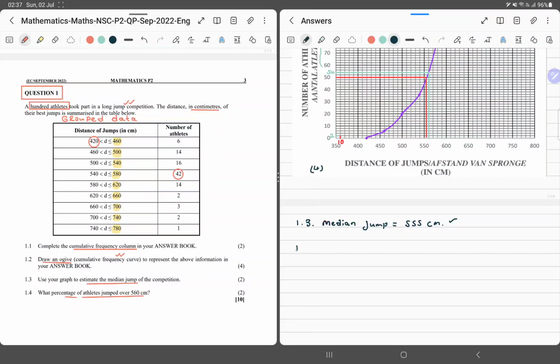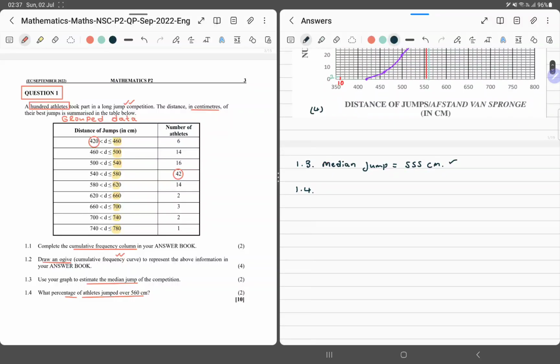So to do 1.4, we know here what we need to do. We're going to say the percentage of athletes is going to be the 100 minus the 54 that we see here, all over the total, which was 100, multiplied by 100%. So all we're left with is 100 minus 54. That's 46, okay? So we're getting 46%.